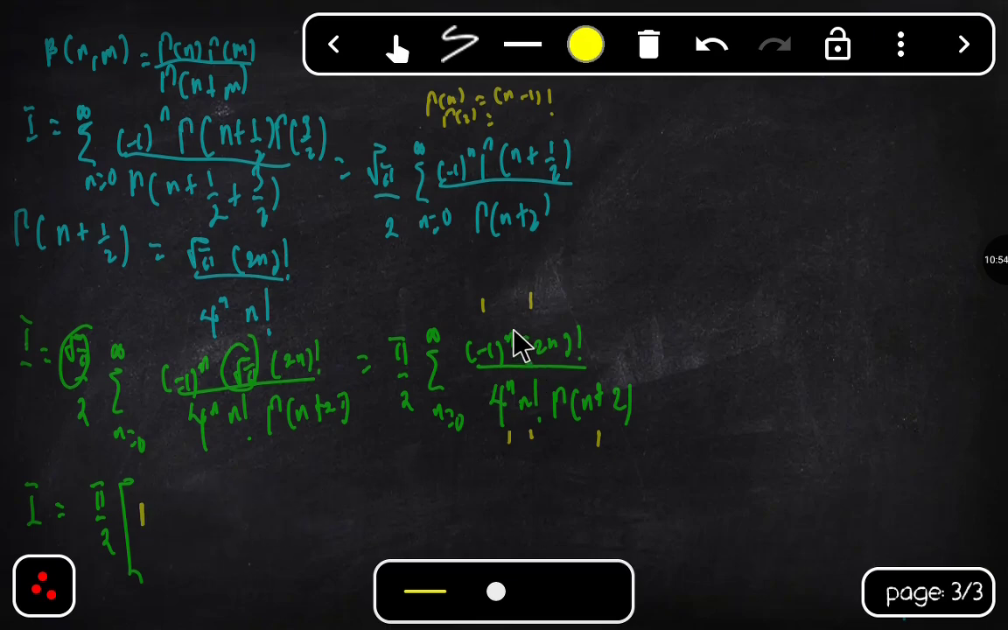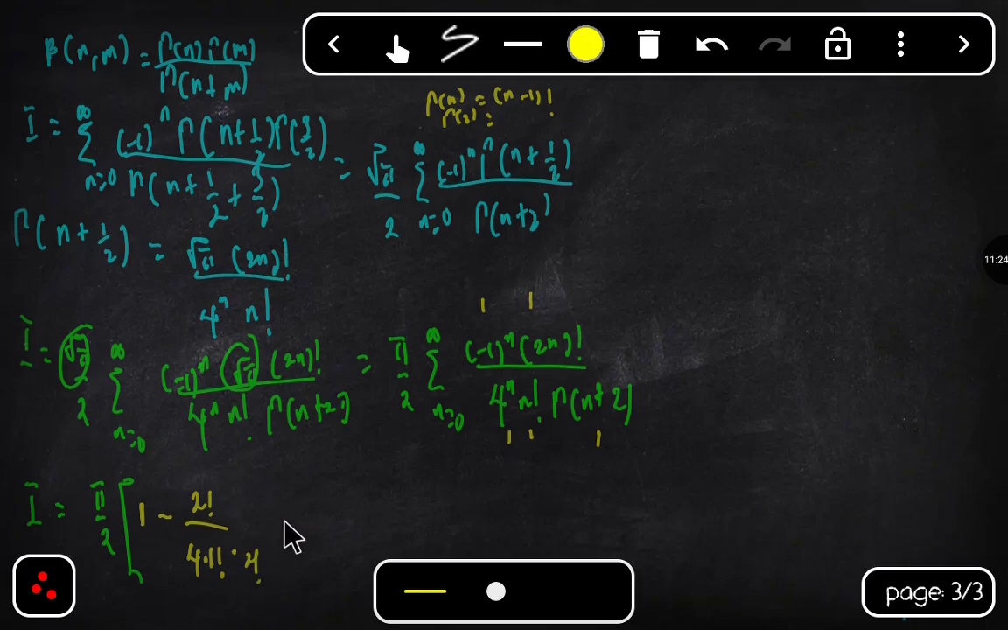Then when you substitute n to be 1, (-1)^1 will give us negative 1, so you have minus. Then 2 times 1 will give us 2, so 2 factorial over 4^1, which gives us 4. Then 1 factorial, so multiply by 1 factorial. Then multiply by gamma of (n + 2), that is 1 plus 2, that will give us gamma of 3. And gamma of 3 will give us what? (3 - 1) factorial, which is 2 factorial.